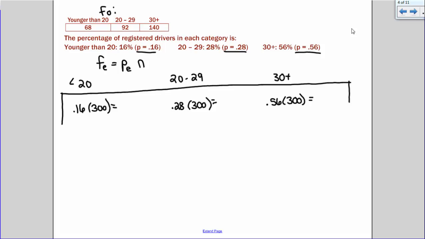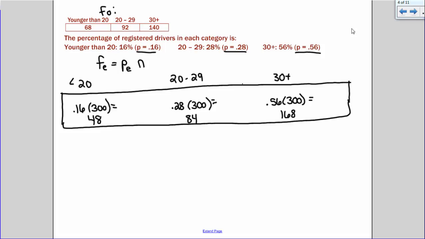So for my first group, I am expecting, under the null hypothesis, that 48 of my accident havers are younger than 20, 84 of my accident havers are between 20 and 29, and 168 of my accident havers will be 30 or older. All right. So now let's go ahead and calculate the chi-square statistic to see if these are significantly different. So we can already see that they're different, but we need to know if they're significantly different. So let's do chi-square. So the sum of the observed frequency for each group minus the expected frequency for each group squared divided by the expected frequency for each group.